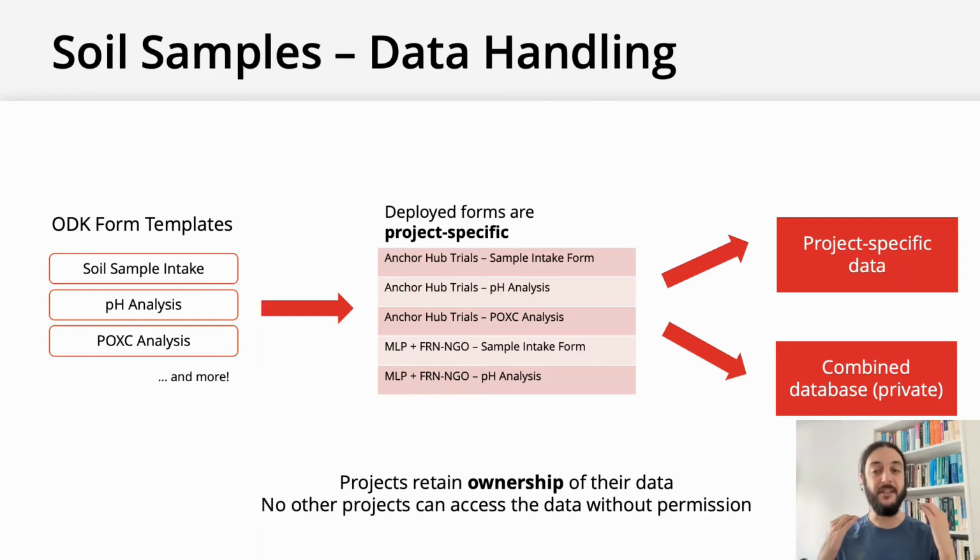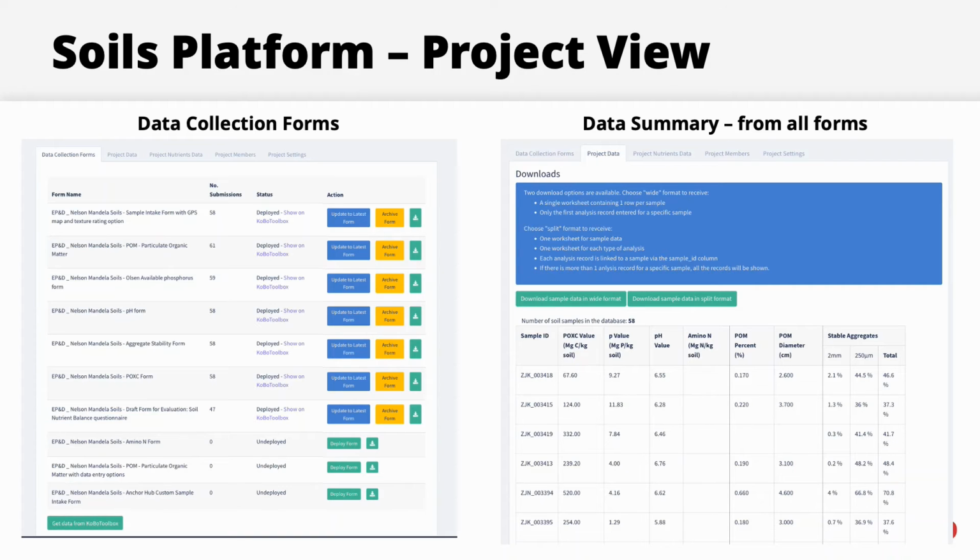And the fact that they use the same collection tools means every project's data is in basically the same format, which lets them automatically contribute to a combined dataset, which the Soils cross-cutting team can access. And I know they've got some very interesting ideas about how this dataset can be used as it grows. And as for the projects, they get some free data management, as the platform automatically merges data from all of the forms together into a single sample-level dataset, which they can download in a couple of different formats.